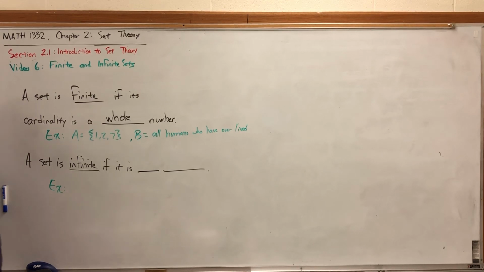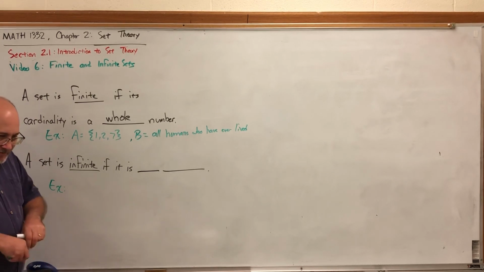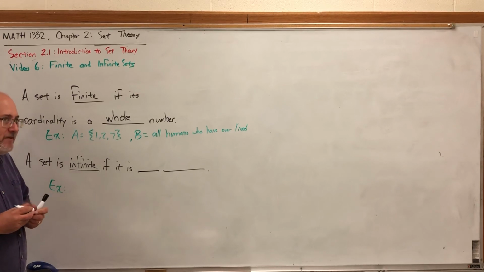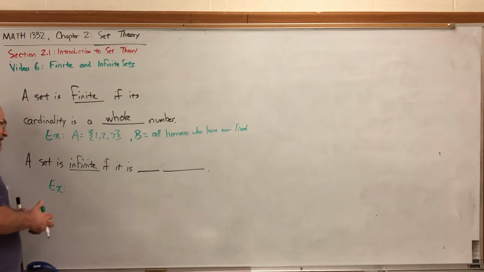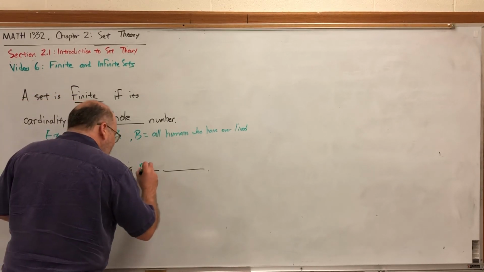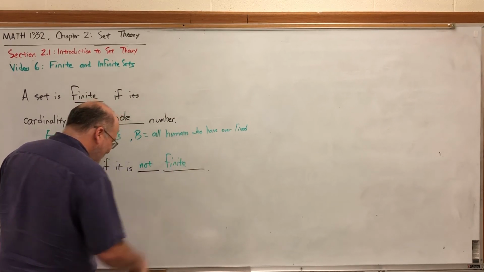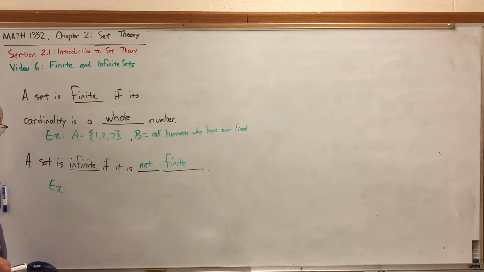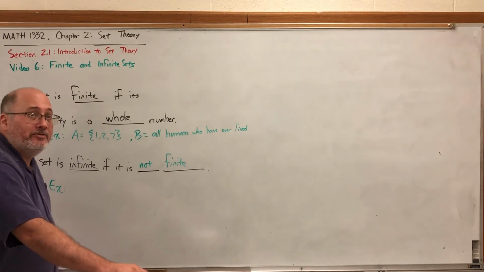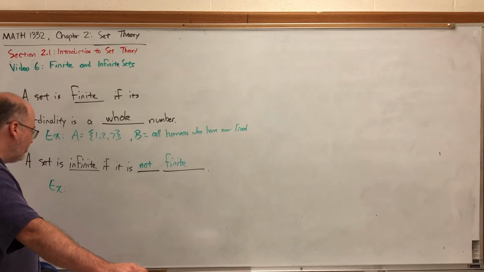So what does it mean for a set to be infinite? Some people say this is a cop-out definition, but a set is infinite if it is not finite. So if you're not finite, you're infinite. If when I count your elements, I don't stop counting, then you're infinite. That kind of makes sense.